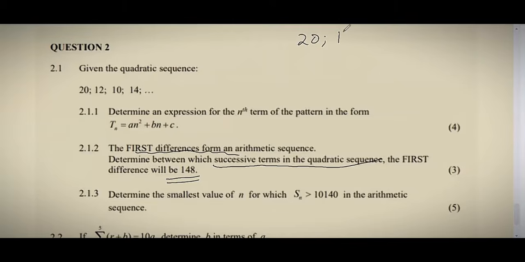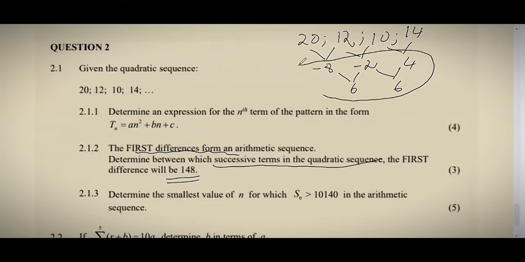We have 20, 12, and then 10, 14. Remember, our first difference was -8 here, then negative 2 here, and then positive 4. Then we had 6, 6. Now, our eyes are fixated here. The first difference and its common difference.